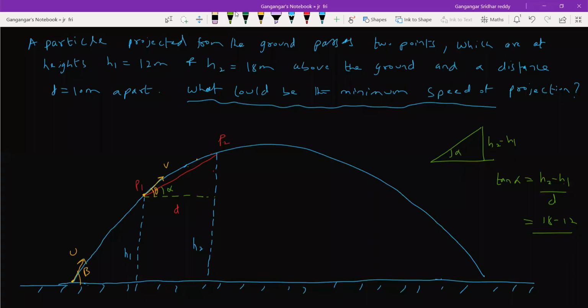Okay, d is a distance here, no? Let me go for sine alpha only. d is this one, no? Not horizontal, separated by this. This is d.